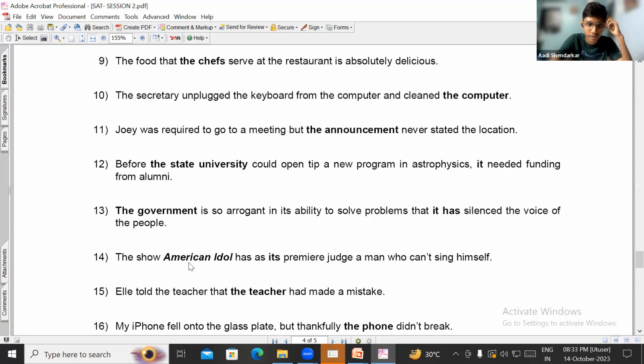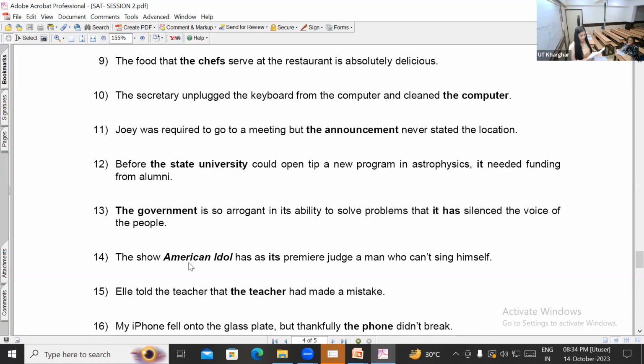Because if it's cleaned, it might also refer to the keyboard. So we use the computer to specify that it's cleaning the computer, not the keyboard. So that's what happens if I go with Adi's logic. Sometimes if there are two words in your sentence, clean it. Is it a keyboard or is it a computer? So that's why you need to specify it.